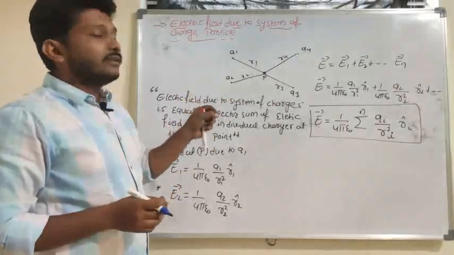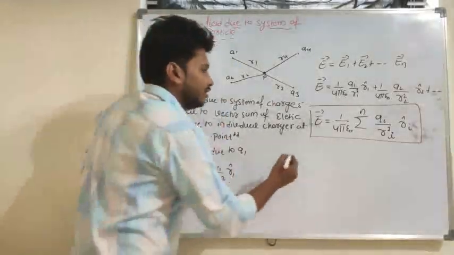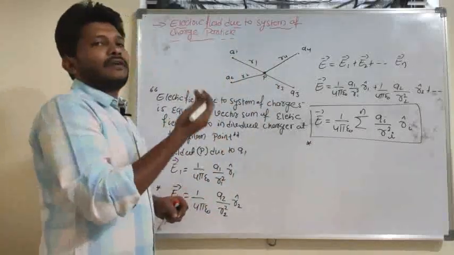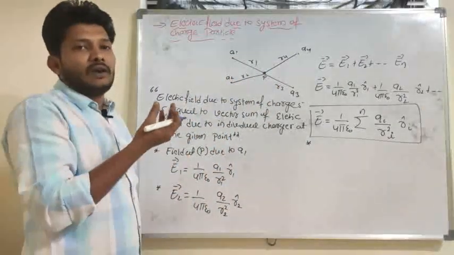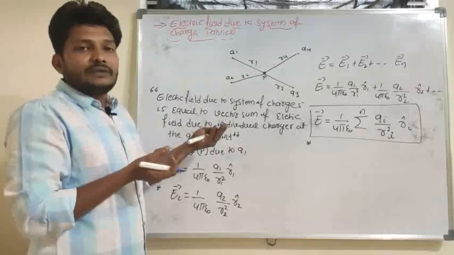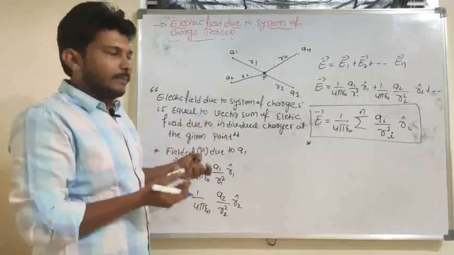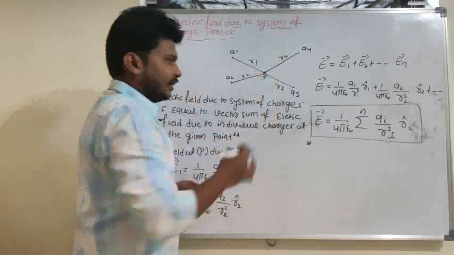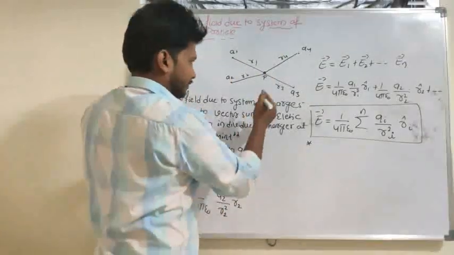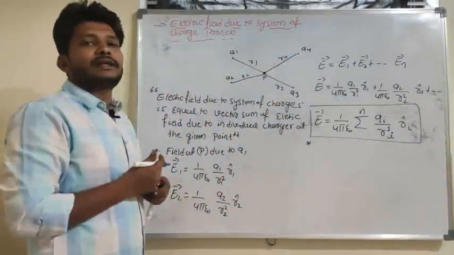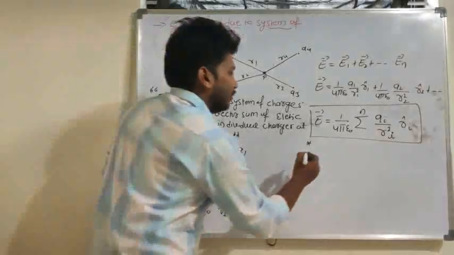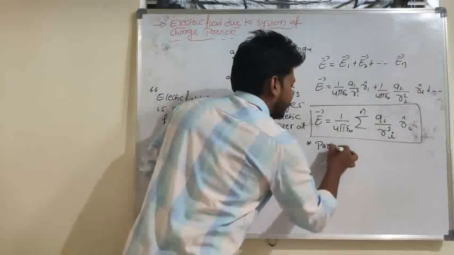Similarly, in order to get the resultant electric field, I will use the parallelogram law of vector addition as well as the polygon law of vector addition. As you did in the case of force between multiple charges, the same I will consider for the field due to multiple charges. That resultant electric field we will get from the parallelogram law of vector addition.